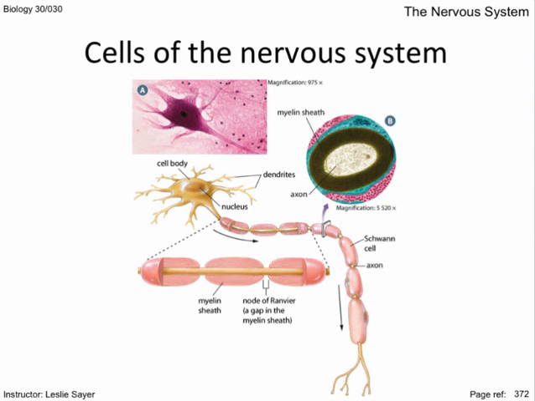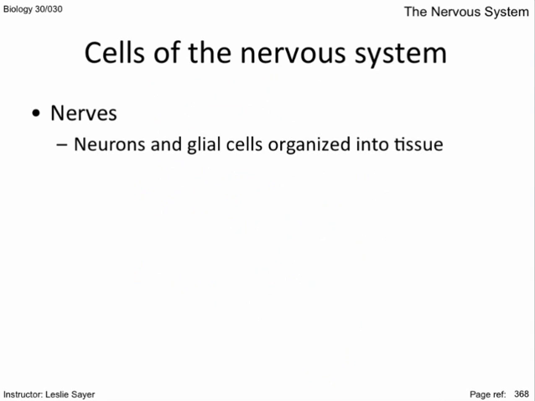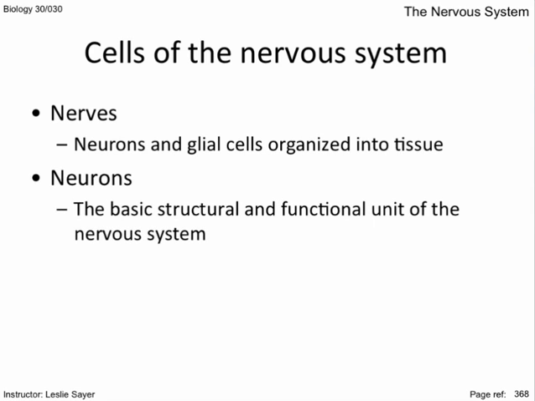The support cells would be the glial cells, cells that support the activity of the neuron. Schwann cells in this diagram, for example, and astrocytes and so forth. They can nourish neurons, remove their waste, and defend against infection. So nerves are neurons and glial cells organized into tissue.